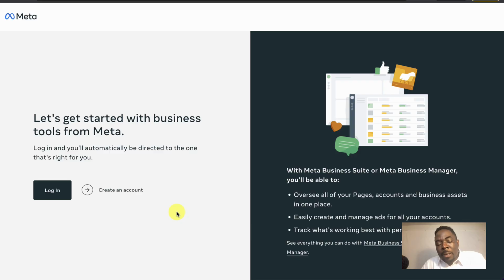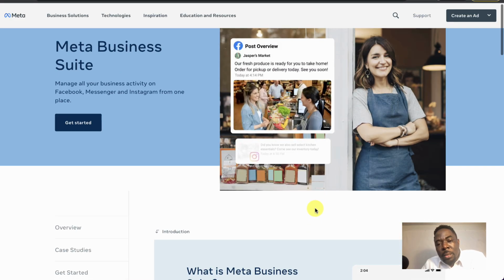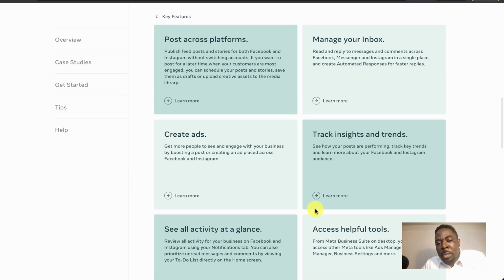There's this link right here that says Meta. Facebook is now known as Meta, just so you know. There's something called Meta Business Suite and Meta Business Manager. I want you to explore them. Like I said, log in, create an account. You will click Meta, and if you click that, it basically will teach you all the kind of things that are possible. I will be teaching you how to use this stuff.